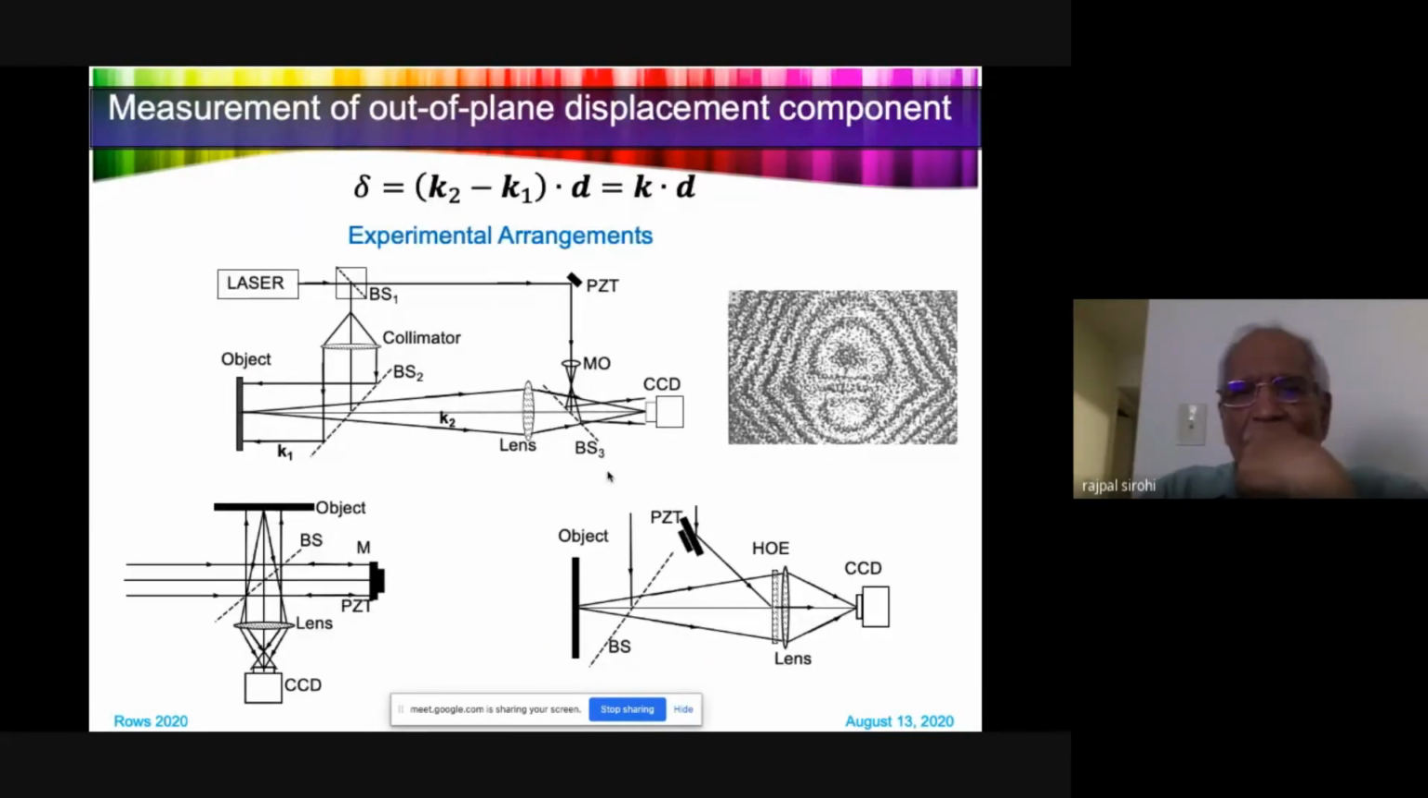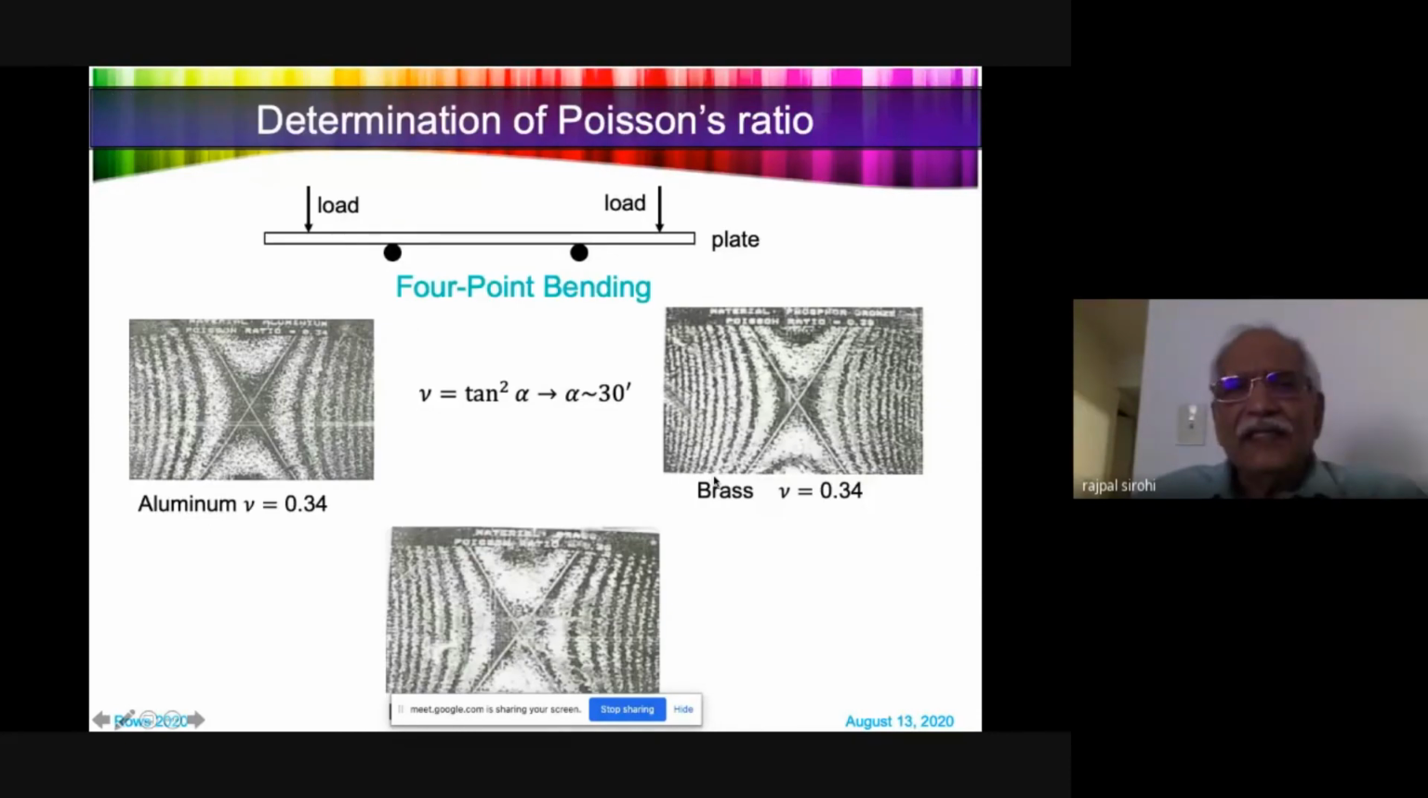Here are some pictures for the out of plane measurement. Here the illumination is along the axis, and this is a picture of the weldment where two plates were welded, and it shows discontinuity at the welded place. People have started using holographic elements also as a part of the optical configuration, and PZT to introduce phase shifting.